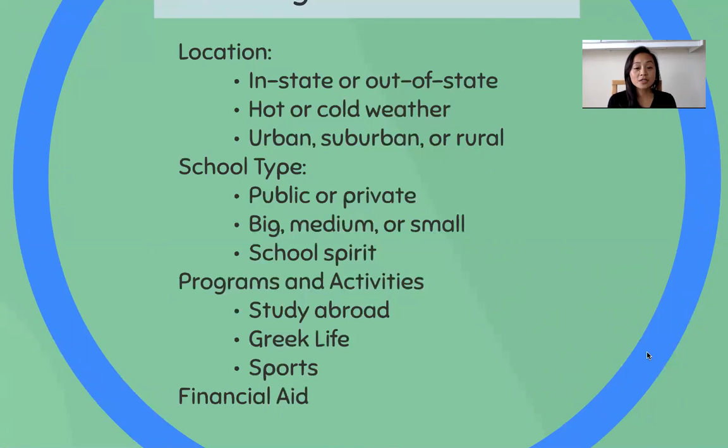Think about the type of school. So do you want to go to a big public school or a small private school? Do you care if the school has a lot of school spirit, if they have sports and games? A lot of schools have study abroad programs, but if that's something you're really interested in, or you for sure want to travel to a specific country, look into whether or not the college has a study abroad program in that country.